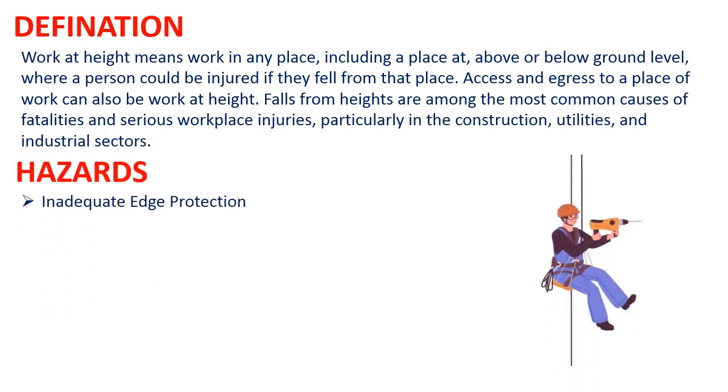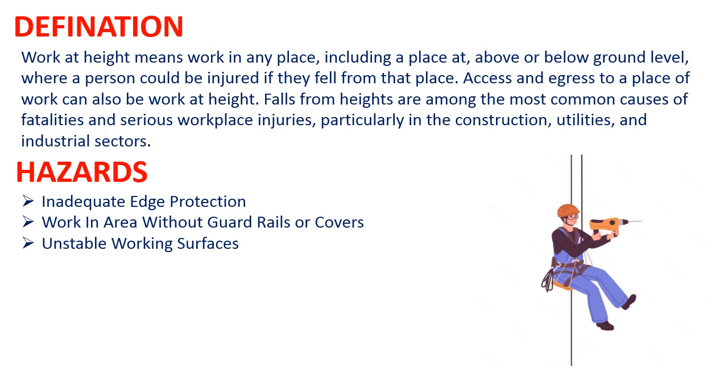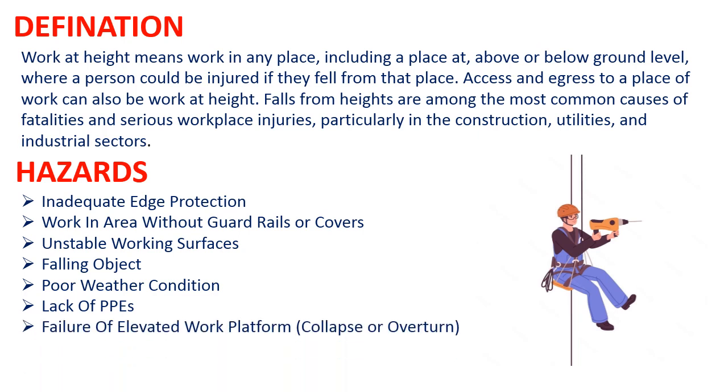Next are hazards. What are the hazards of work at height? Inadequate edge protection, work in areas without guardrails or covers, unstable working surfaces, falling objects, poor weather conditions like strong wind, and lack of PPEs, failure of elevated work platform, collapse or overturn, floor openings, overreaching.